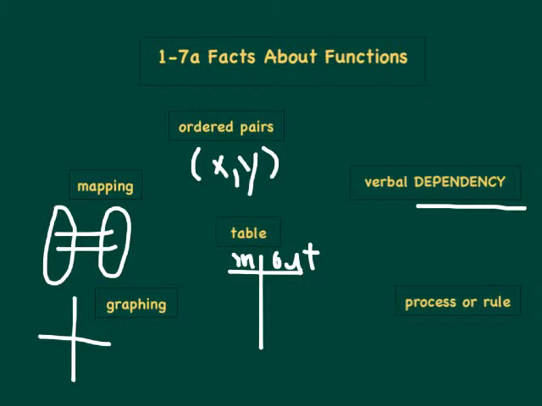And it has something that a relation does not. It has a process or a rule where we can write y equals or f of x equals some rule or process to make that function. So a function is a relation, but it's a special kind of relation that has this verbal dependency and a process or rule, because a relation can be verbal, but it has to have a verbal dependency and a process or rule.